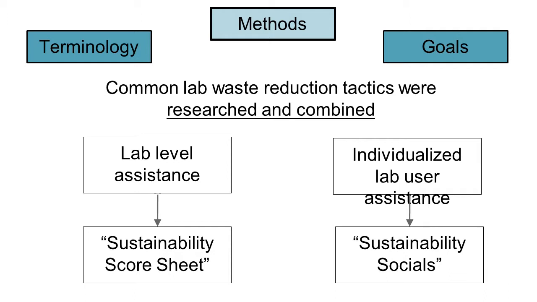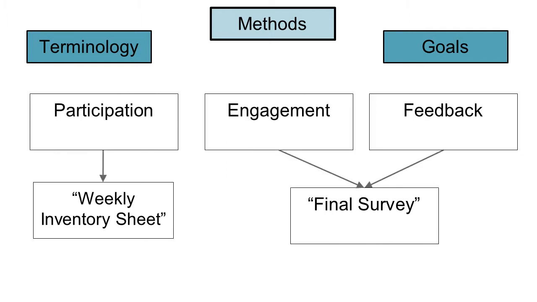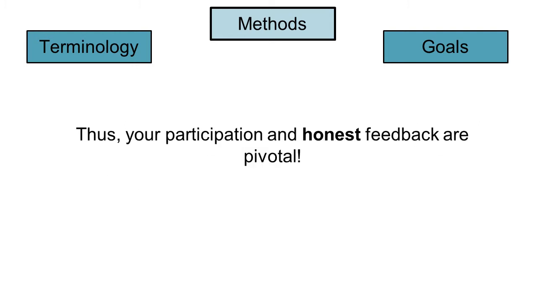And this is the sustainability socials aspect. Above all, we know you guys are busy, and we want to make all the data we collect simple and quick to obtain because we want to encourage your participation. To assess your participation is the main reason we created the weekly inventory sheet. So try not to think too much about what we're asking for and just give us your best estimate. To assess your engagement and to get your feedback, we're also going to send out a survey. Thus, it should be obvious that your participation and your honest feedback are very pivotal to what we are doing. So please be honest and please participate, and we appreciate your help so much.